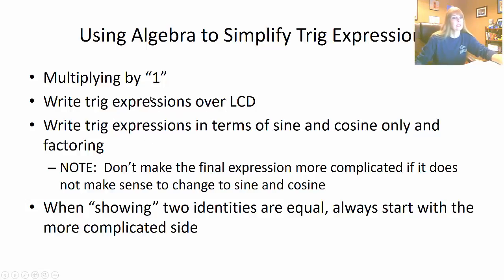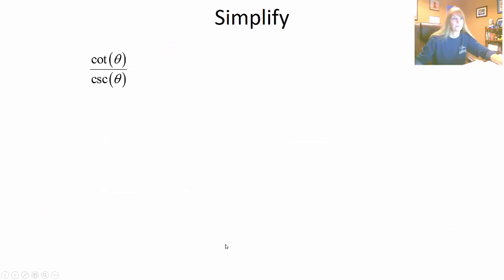Anytime you see fractions, try to get a least common denominator. Write trig expressions in terms of sine and cosine. This one I tell every single student: as soon as you see tangents, cotangents, turn them into sines and cosines to see if there's something you can do. Certainly don't change the final expression if you're just making it more complicated. If your answer is tangent, leave it as tangent. And when showing two identities are equal, always start with the more complicated side. So let's look at an example.